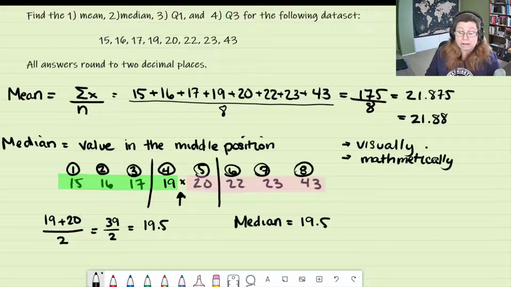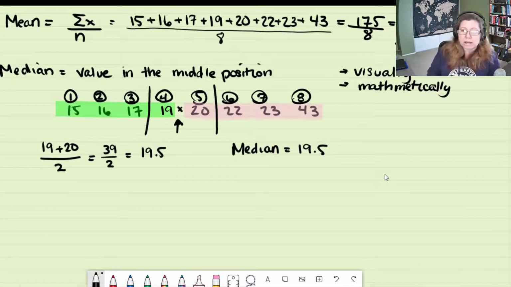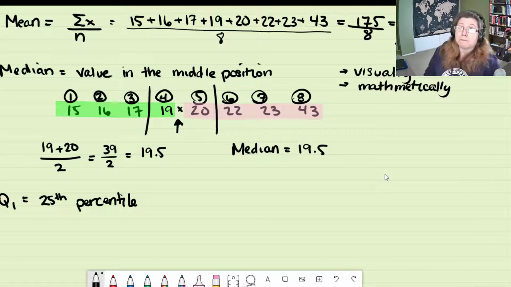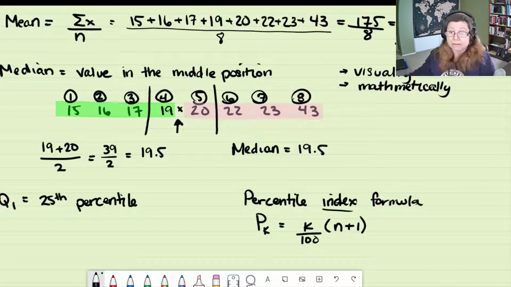Now to find Q1, okay, let me just go up a bit. To find Q1, I'm going to do it mathematically this time. For Q1, I've got to find the 25th percentile. And therefore, I can use my percentile index formula, but keeping in mind, this gives me the index, in other words, the position, not the actual value. So it's going to be P sub K equals K divided by 100 times N plus 1, where K is the percentile I'm looking for, N is the number of values we have.